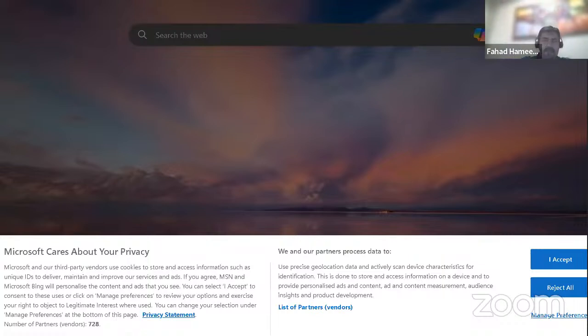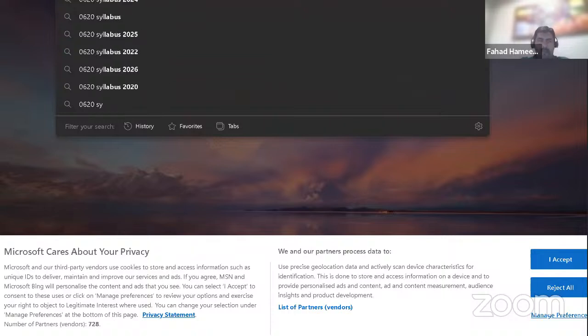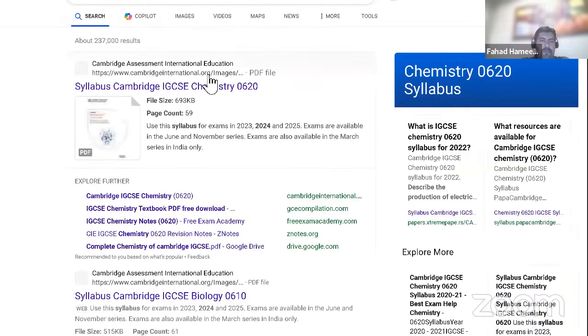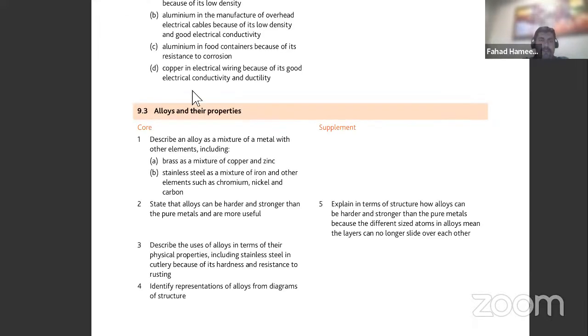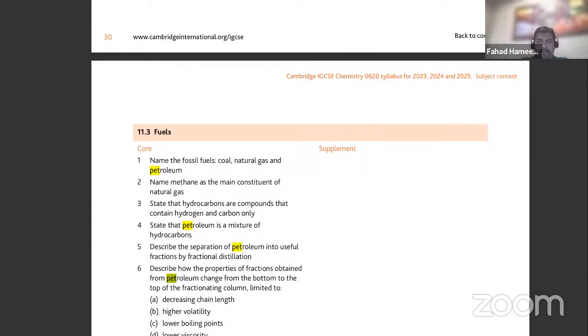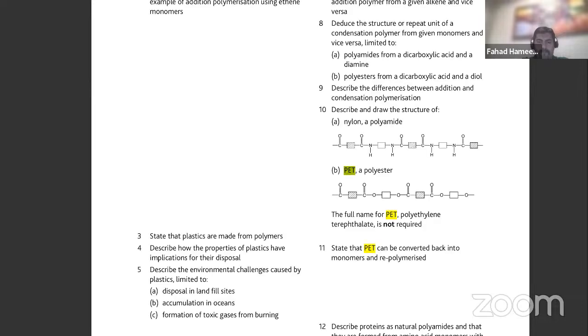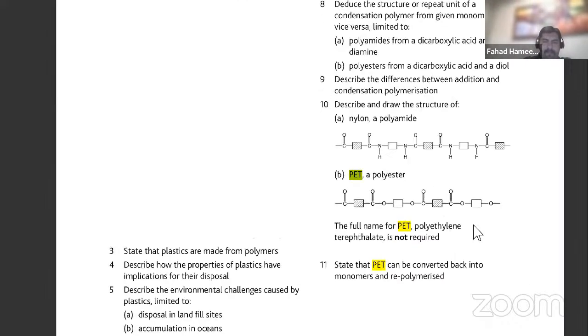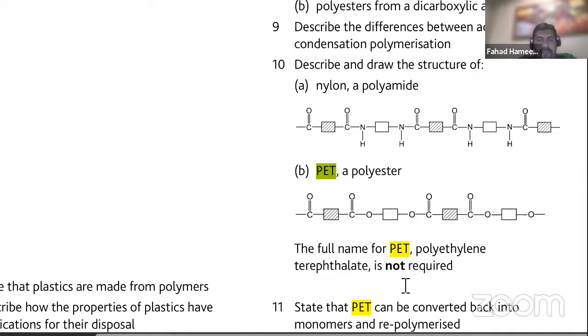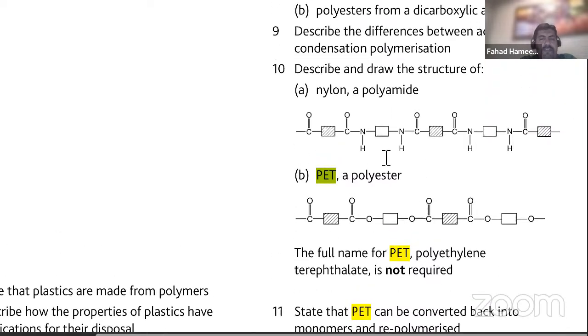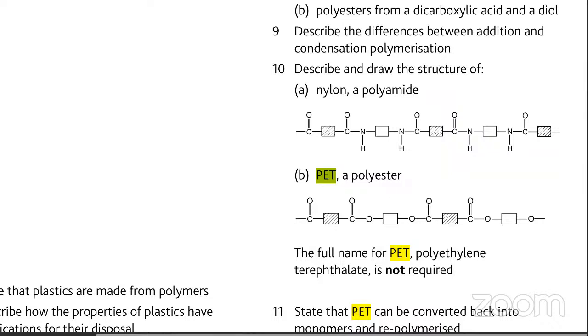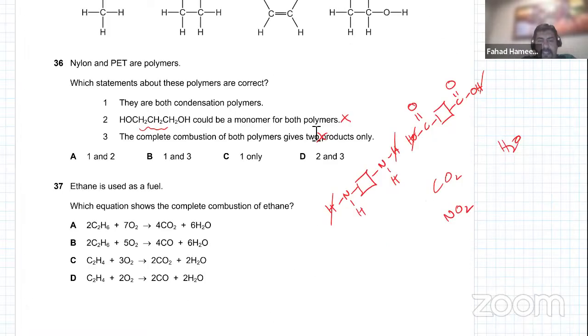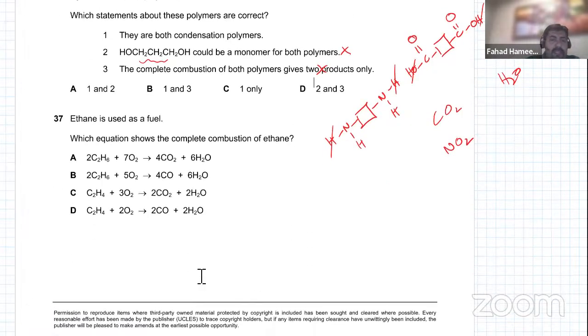I was just checking where this PET came from. Just a second. PET is mentioned in the syllabus. Okay, so it's given. Its full name is not required. That's basically a polyester, like Terylene. Is that clear? Yes. So one only is correct. That's the next one.